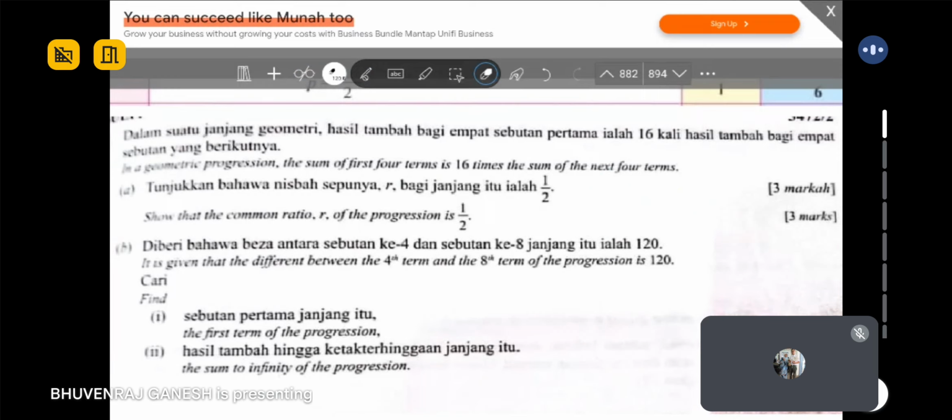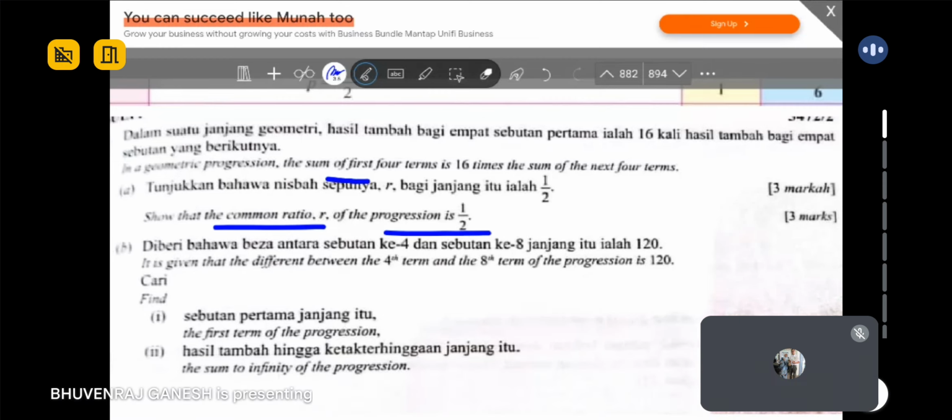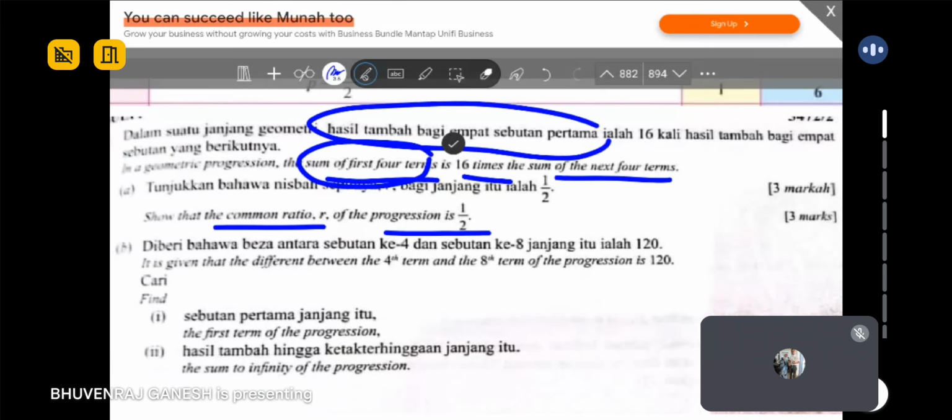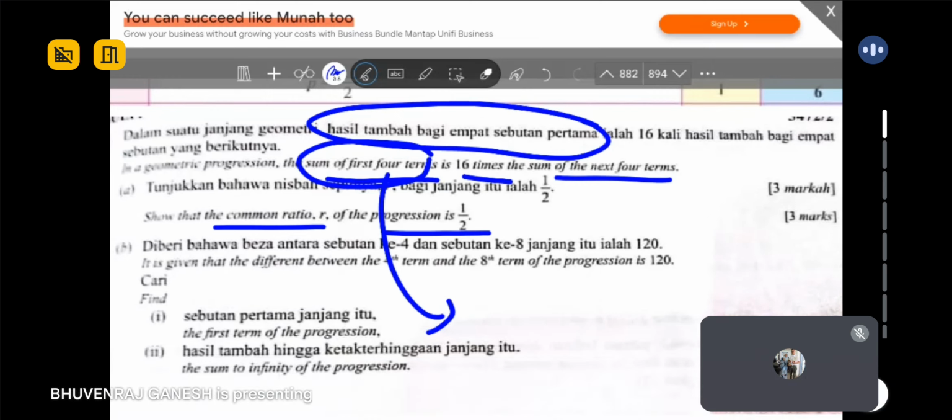Okay, so first step, they ask you to show the common ratio is 1/2. Okay, come already. The showing question. Okay, soalan tunjukkan dah datang. Okay, so first step guys, you must use the information over here. Okay, so may I know, sum of first 4 term, hasil tambah 4 sebutan pertama. What is the symbol guys yang kamu boleh tulis?